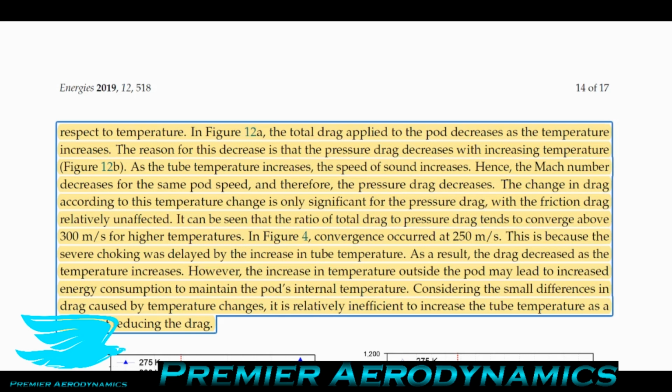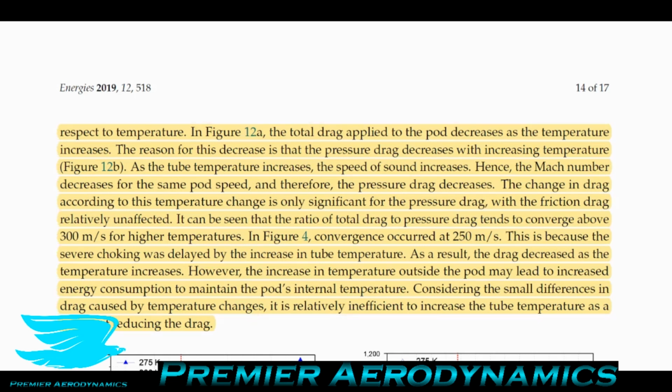As a result, the drag decreases as the temperature increases. However, the increase in temperature outside the pod may lead to increased energy consumption to maintain the pod's internal temperature. Considering the small differences in the drag caused by temperature changes, it is relatively inefficient to increase the tube temperature as a means of reducing drag.